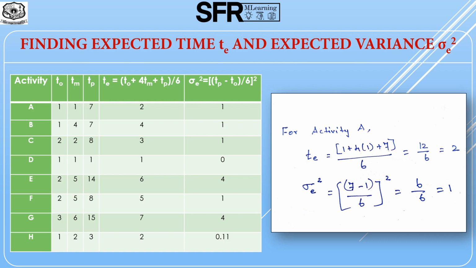We calculate the values for TE and sigma E squared for each activity as given in the 5th and 6th columns of the table. The sample calculation for activity A is provided here for your understanding. Then label the TE values of each activity in the diagram.